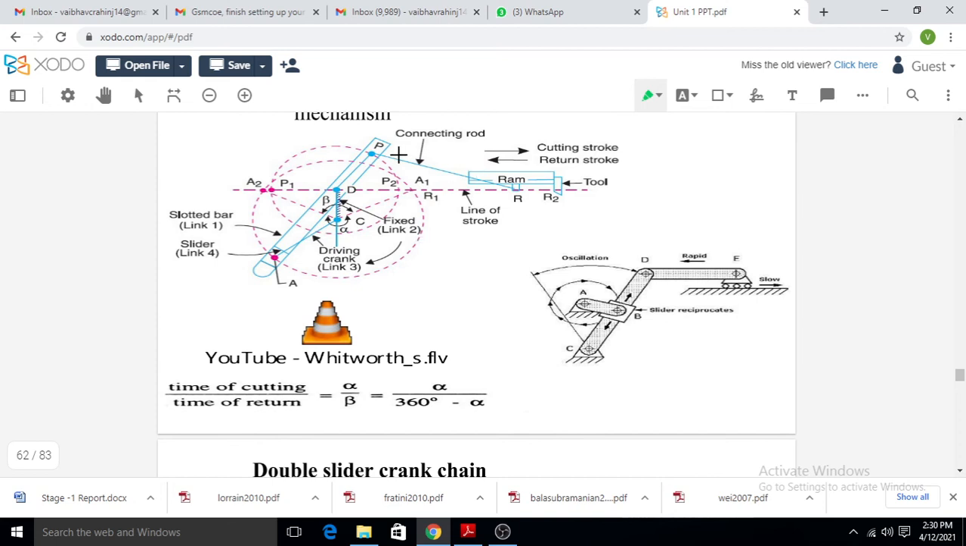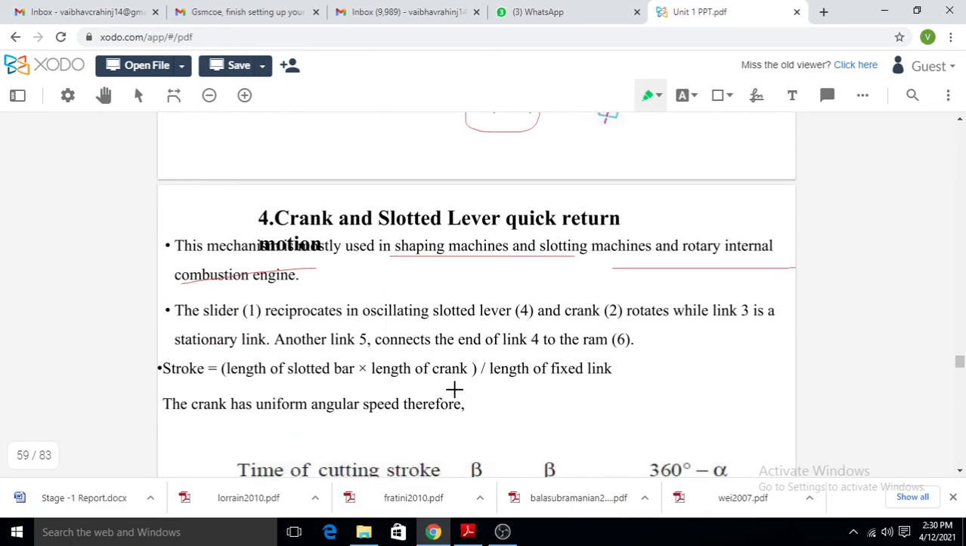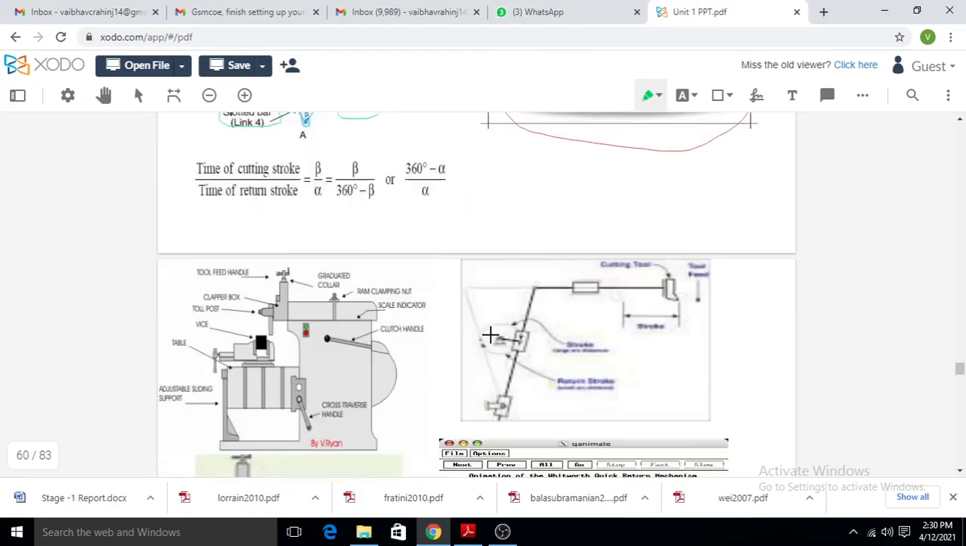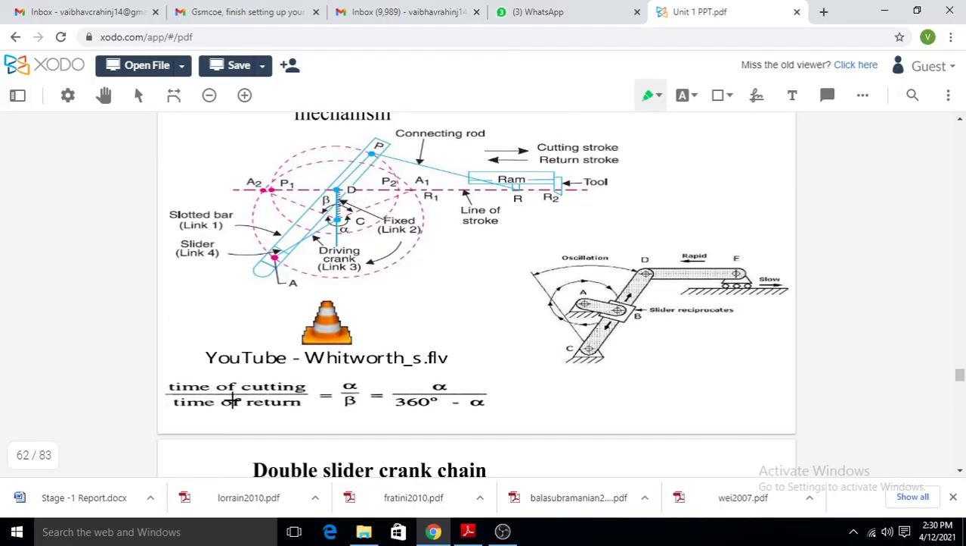Here, cutting time divided by return time is equal to alpha divided by beta. Here it is different. If we see here, time for cutting stroke divided by time for return stroke is beta by alpha, but here time for cutting stroke divided by time for return stroke is alpha by beta, which means it is opposite to that of the crank and slotted lever mechanism.